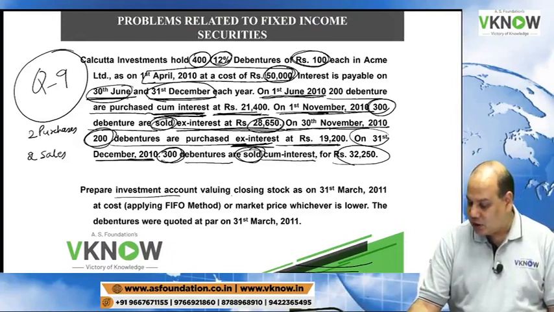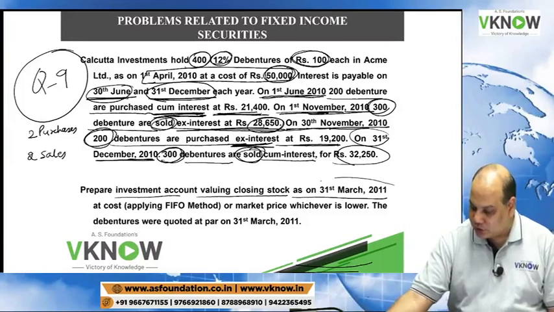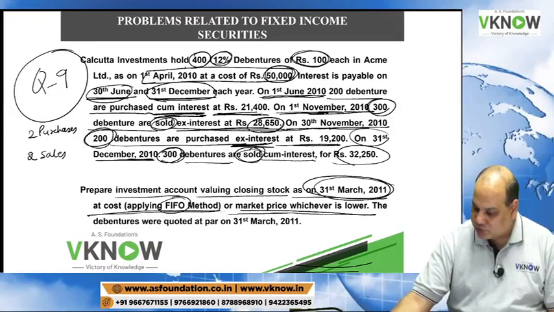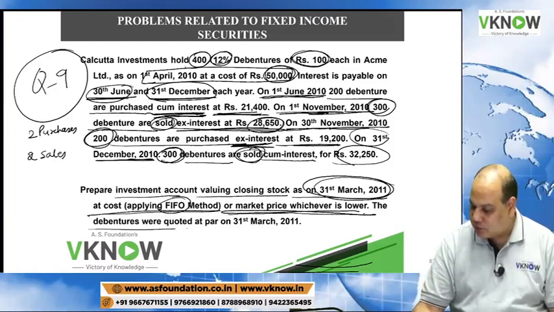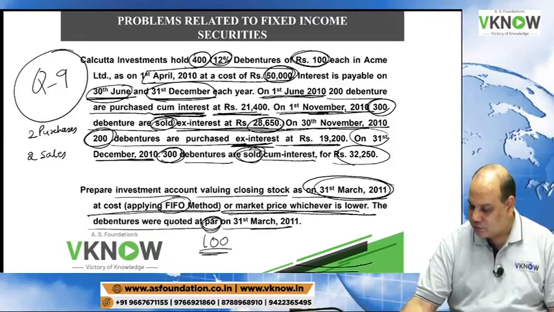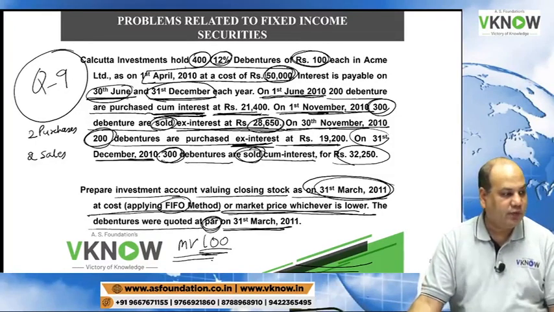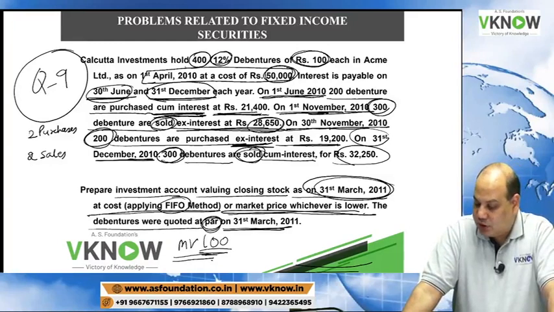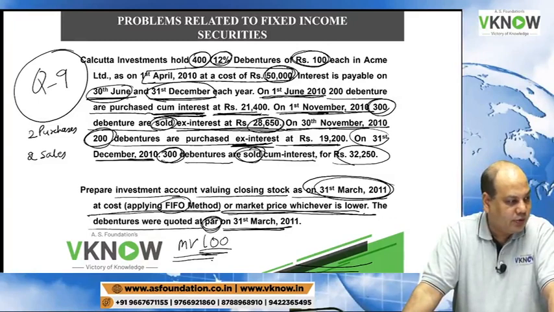Prepare investment account valuing stock on 31st March 11 by applying FIFO method. Oh, wonderful. We have FIFO method or market price, whichever is lower. The debentures were quoted at par. At par means 100 rupees. This is market value, 100 rupees on 31st March 11. Market value is rupees 100 on 31st March 2011.